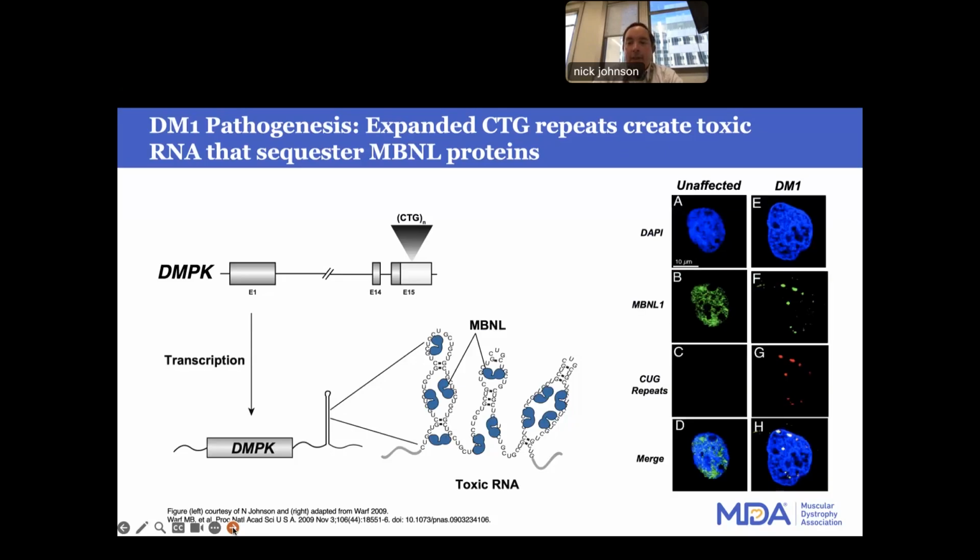You can see this in cells. Here are nuclei. In the left column, you can see the unaffected nuclei. On the right, you can see the DM1. And in panels B and F, you can see the foci accumulate in the nucleus in myotonic dystrophy type 1. And then in G, you can see the CUG repeats. And then you can see that these co-localize together. And these foci are one of the molecular hallmarks of the condition.